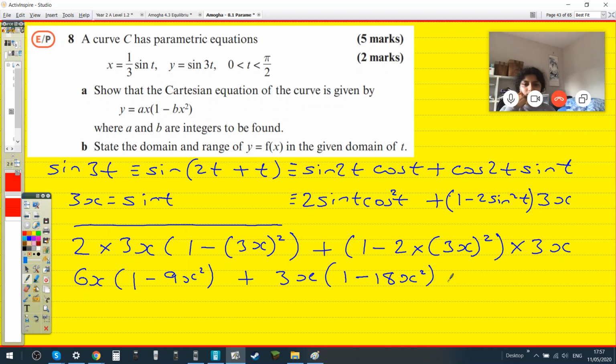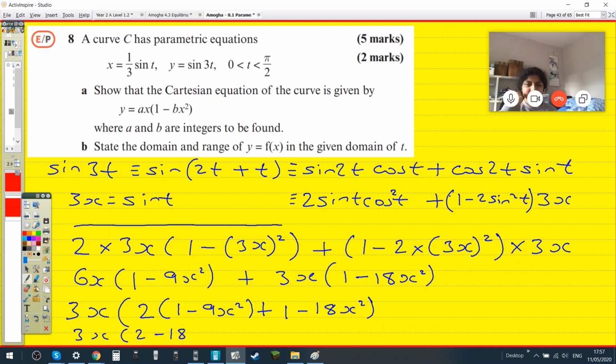Which is the same as 1. Now, you can factorize. How? I believe they both have 3x in common. Yeah, that's it. So 2, 1 minus 9x squared plus 1 minus 18x squared. Minus 18x squared. And then we simplify. Hang on. Will you simplify that? 2 minus 18x squared plus 1 minus 18x squared, which gives you 3 minus 36x squared.